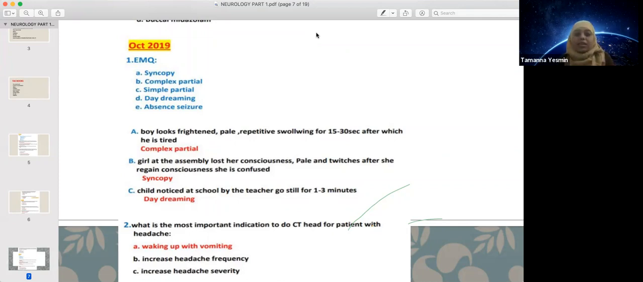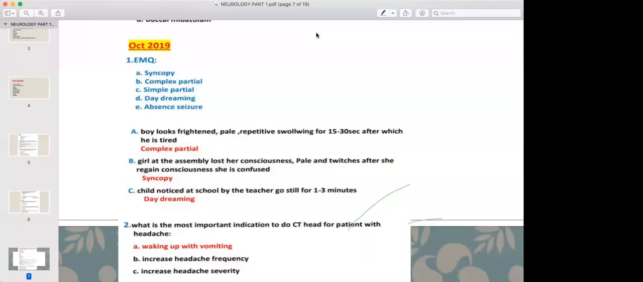The second question is a girl who, in the assembly, PT, morning physical examination class, lost her consciousness, pale, twitching. After she regained consciousness, she is confused. But they did not say there is drowsiness. They said she is confused. So this is syncope.